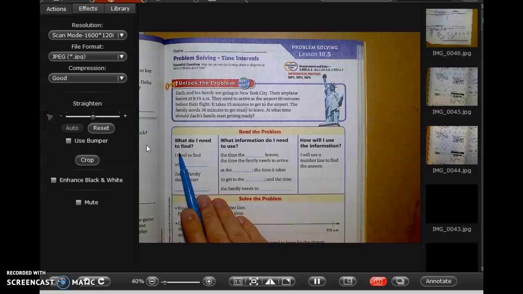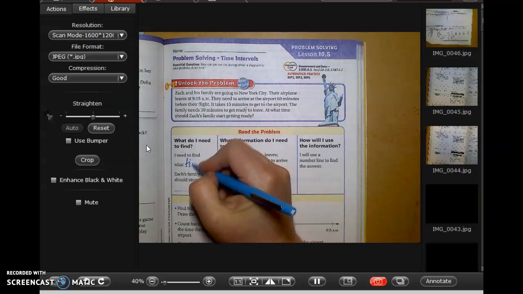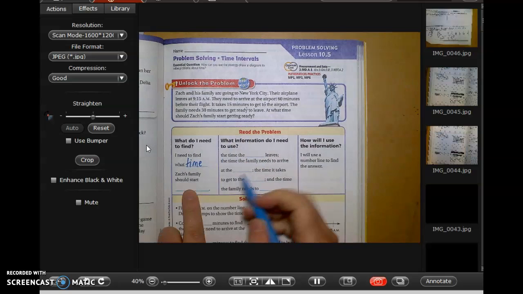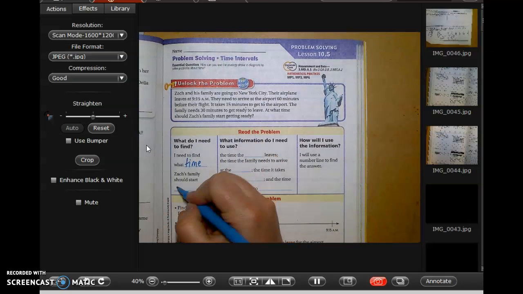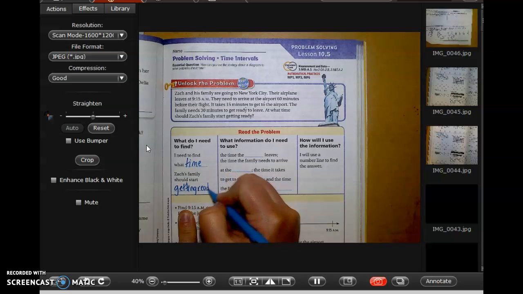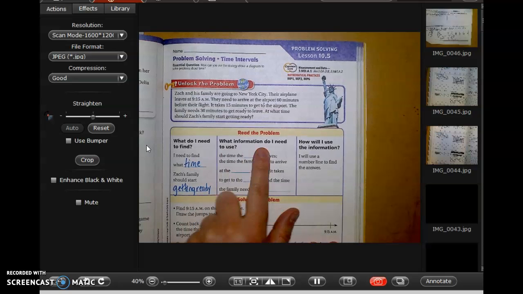What do I need to find? I need to find what time Zach's family should start getting ready. Okay, so we want to find out what time. We go back to that question. What time should Zach's family start getting ready? So we're just looking at that question, deciding what we need to know. Okay? What information do I need to use?